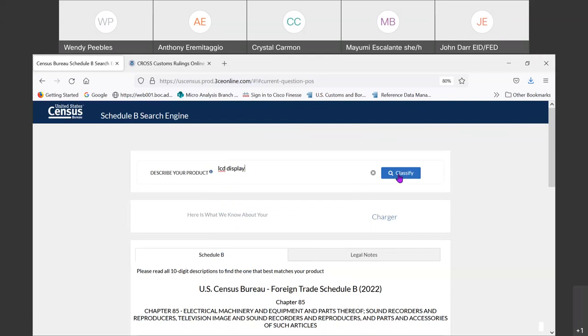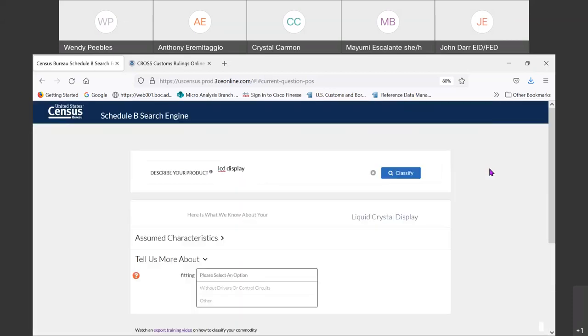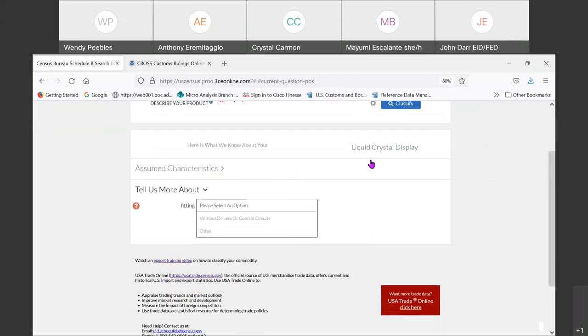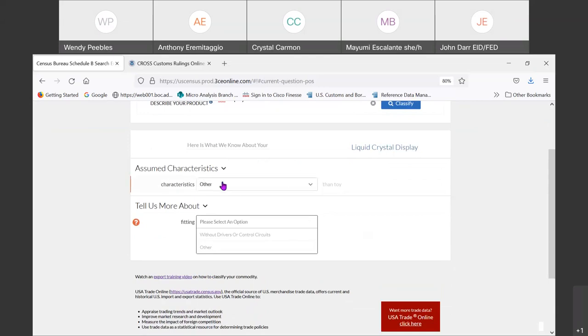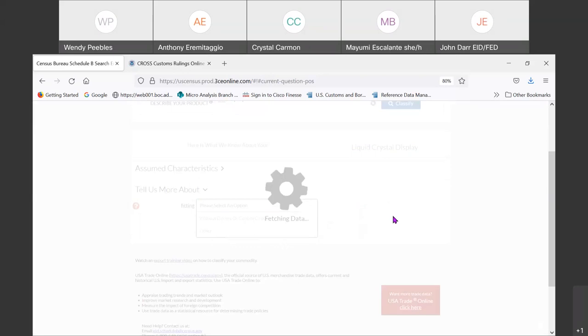Describe our product. So it needs to know, we told it that it is a liquid crystal display, and it assumes some things about what we told it. What it assumed is that it is not a toy, and I'm assuming also that it is not a toy, so we don't have to make any changes there. Mm-hmm. So it needs to know a little bit more about the fitting. Does it have drivers or control circuits, or does it not? Yes, it does. Okay, so it does.